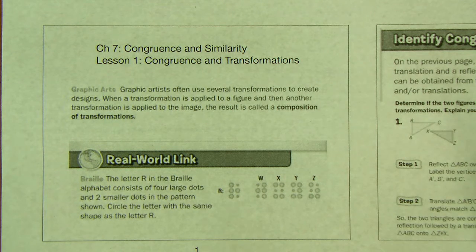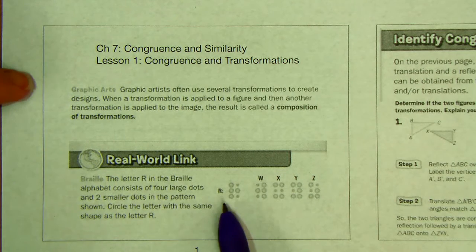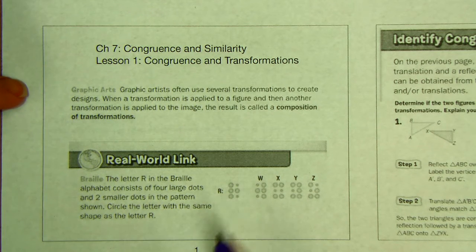Okay, so check out this real world link in Braille, which I'm not sure how familiar you guys are with, but it consists of dots, small dots and big dots. It says the letter R here has 4 large dots and then 2 smaller dots, and it asks you to circle the letter with the same shape as letter R. Which one has the same shape as letter R? You probably identified right away that it's W, okay?